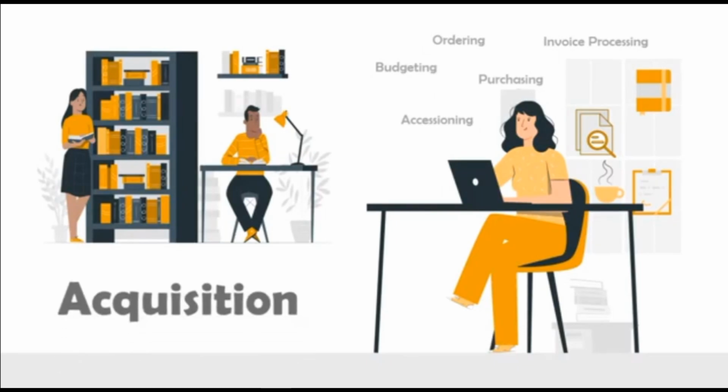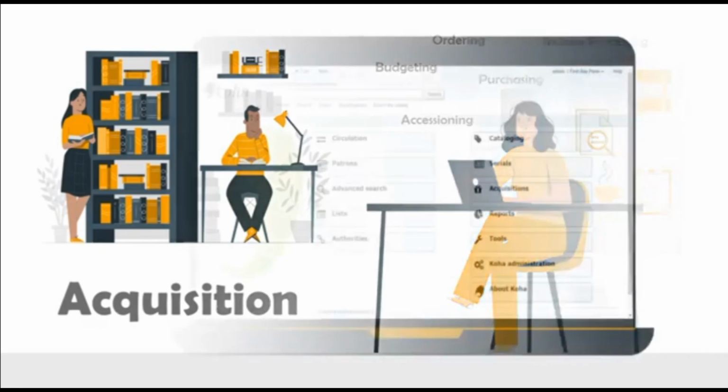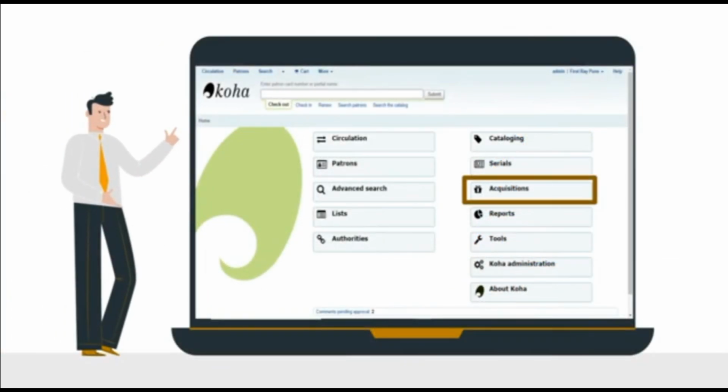The collection of library materials is a strength of the library and it is mainly built and managed by the acquisition process. It is a very first and important step that involves budgeting, ordering, purchasing, accessioning, invoice processing, etc. Koha Library Automation software has provided an effective mechanism to conduct acquisition in a modern way.